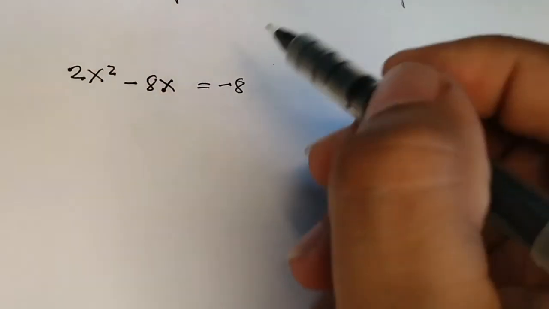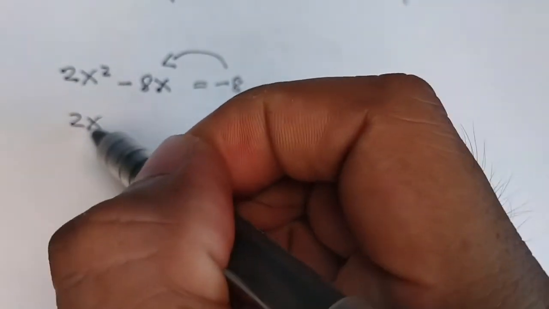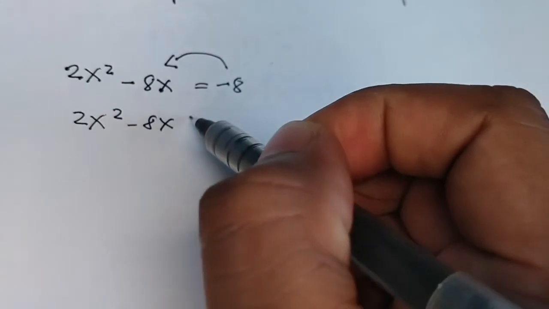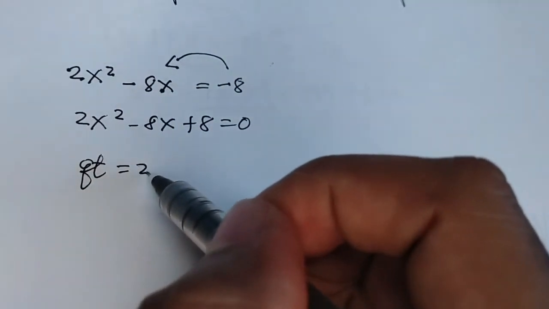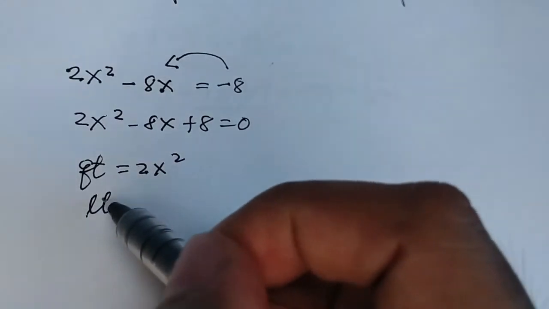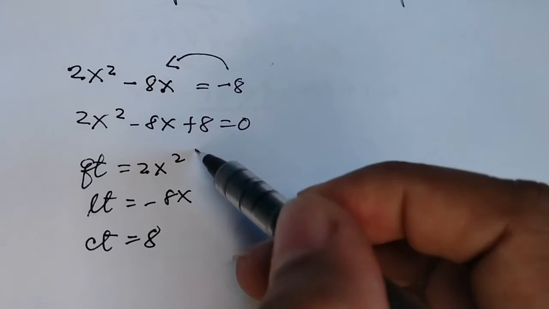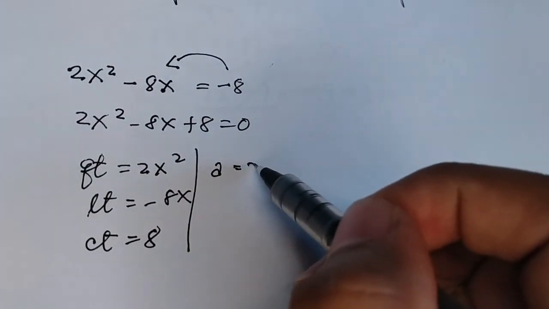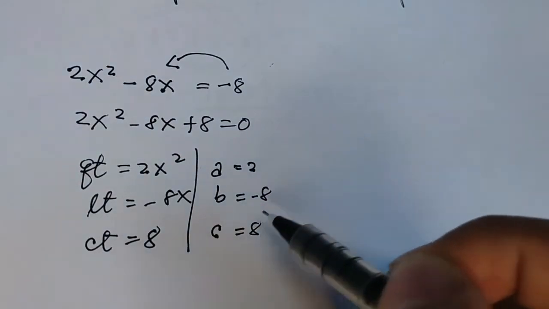Okay, up next, you just transpose, meaning you have to add 8 on both sides. So that becomes 2x squared minus 8x plus 8 equal to 0. So the quadratic term is 2x squared, the linear term is negative 8x, and the constant term is 8. A is 2, B is negative 8, and then C is positive 8.